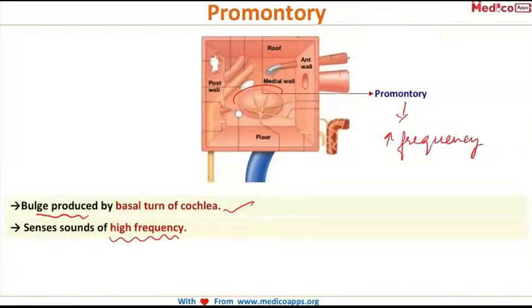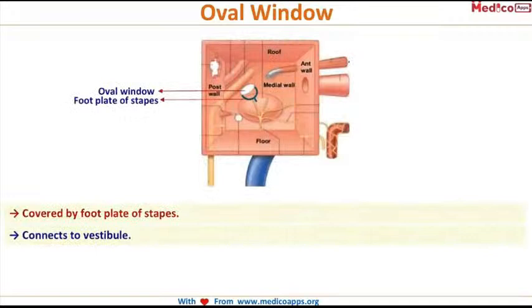Now, the next structure we are looking at is the oval window. It is covered by the footplate of stapes. So this is the oval window, and we know that the footplate of stapes is something like this, right? So it covers the oval window, and the oval window connects the middle ear to the vestibule.